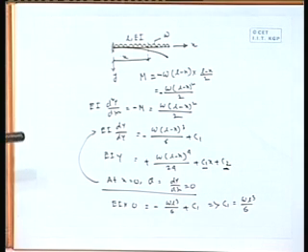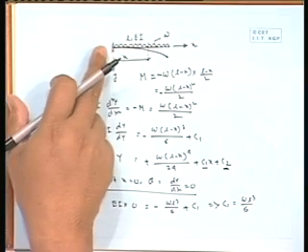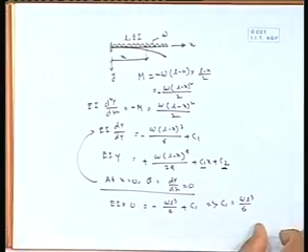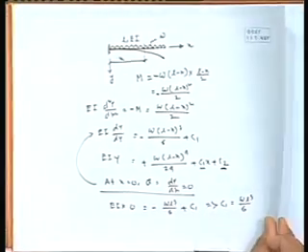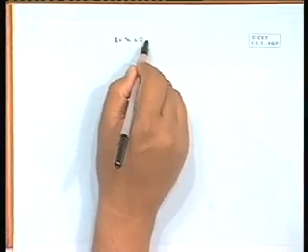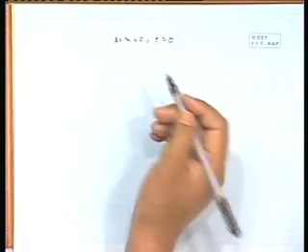So, the next requirement is to find out C2, and that we can find out with the second boundary condition, that is deflection at this point at x equal to 0 will be equal to 0. So, substitute that boundary condition at x equal to 0, y equal to 0.